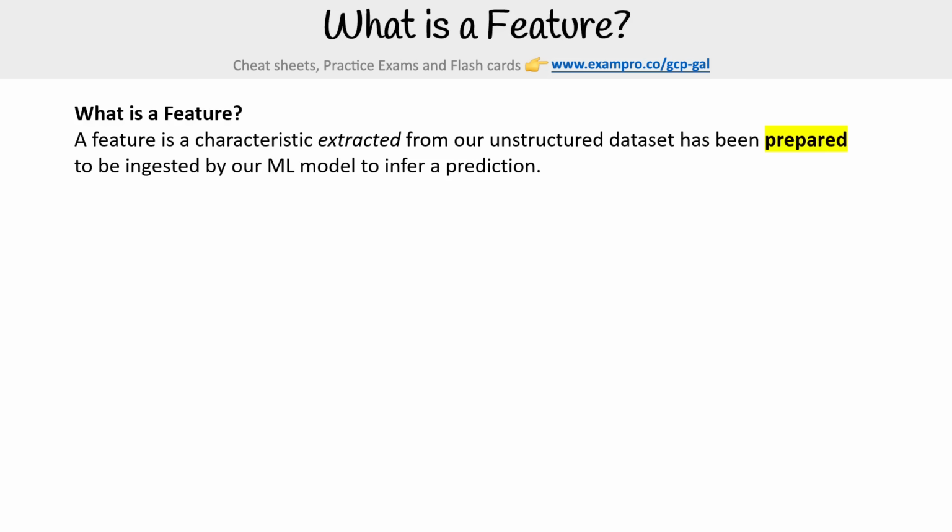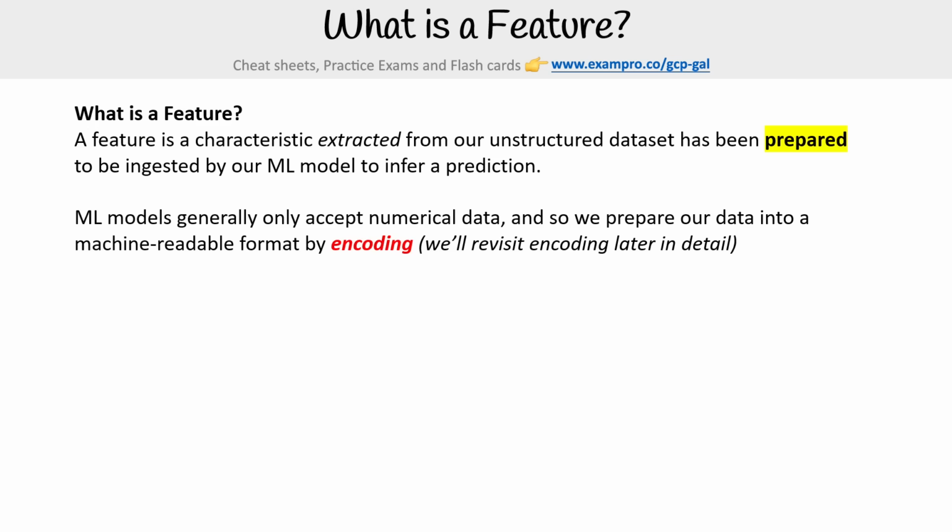So let's take a look at what a feature is. A feature is a characteristic extracted from our unstructured data set that has been prepared to be ingested by our machine learning model to infer a prediction. ML models generally only accept numerical data, and so we prepare our data into machine readable format by encoding, which we'll revisit later in more detail.